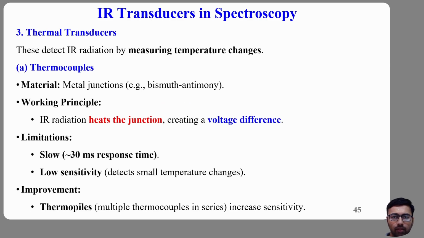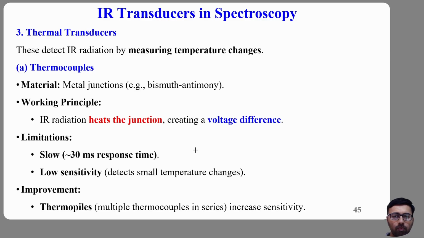Now, let us examine the oldest class of IR detector, that is thermal transducers. Unlike pyroelectric or photoconducting systems, thermal detectors simply measure the bulk temperature changes caused by the absorbed radiation. A thermocouple consists of two different metals joined together, for example, bismuth and antimony. When one junction heats up due to infrared radiation, a voltage difference develops between the junctions. This voltage is proportional to the temperature difference.